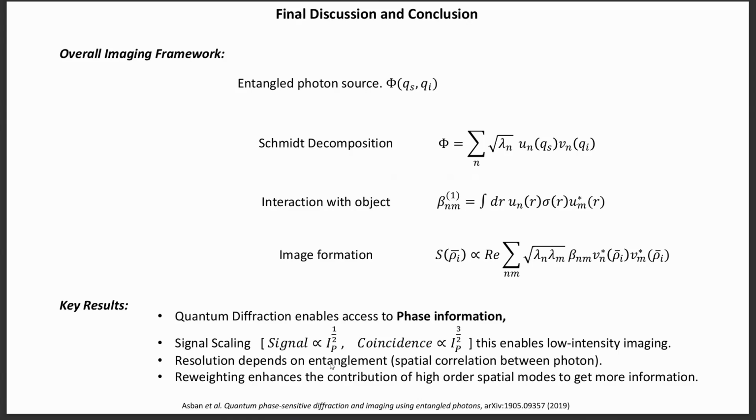Resolution depends on entanglement, the spatial correlation between photons. This entanglement is a property of the signal and idler. So resolution depends on entanglement. If the photons are highly entangled, we'll get better and better resolution of the sample. Reweighting enhances the contribution of higher order spatial modes to get more information. This is the main thing which reweighted reconstruction tells us.